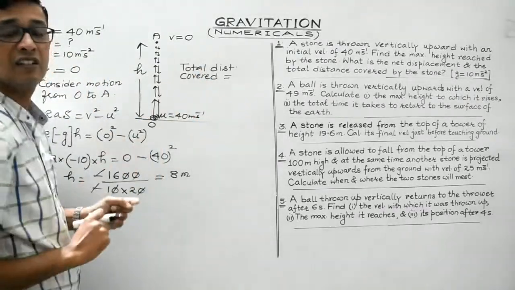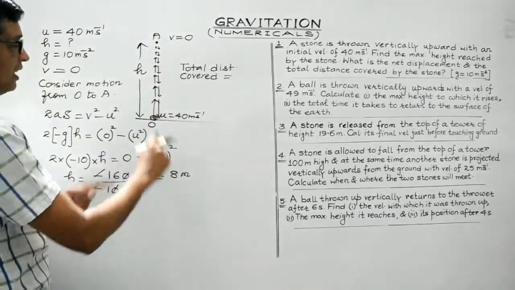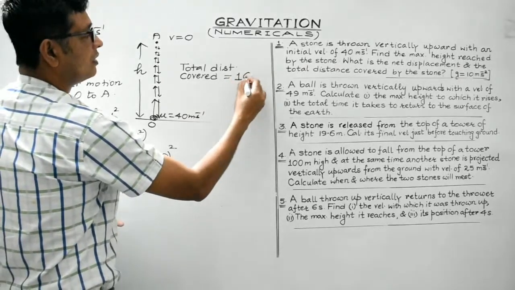So, distance is the total length of the path covered. This distance we have calculated is 8 meters. So, 8 plus 8, the total distance covered would be 16 meters.